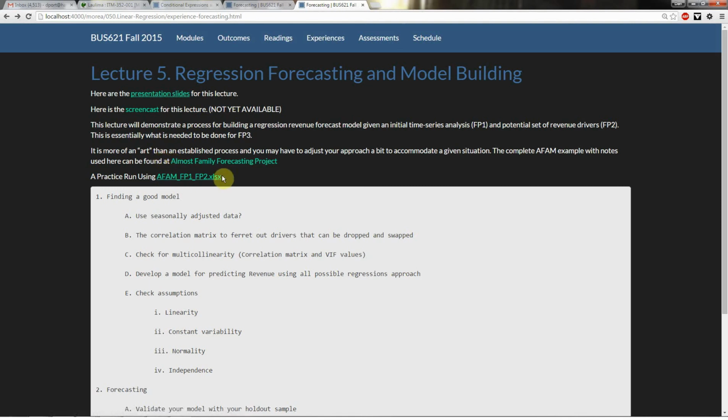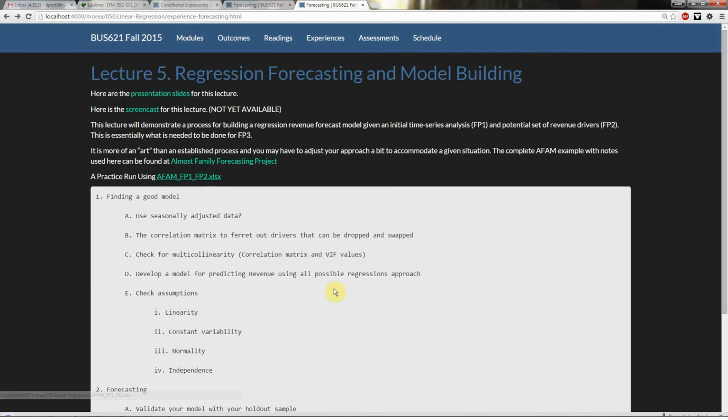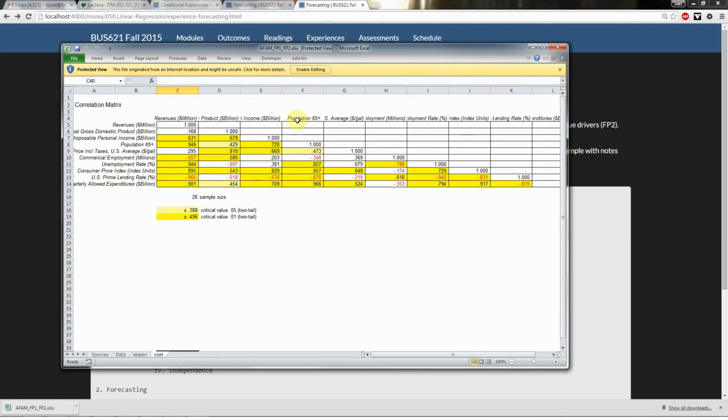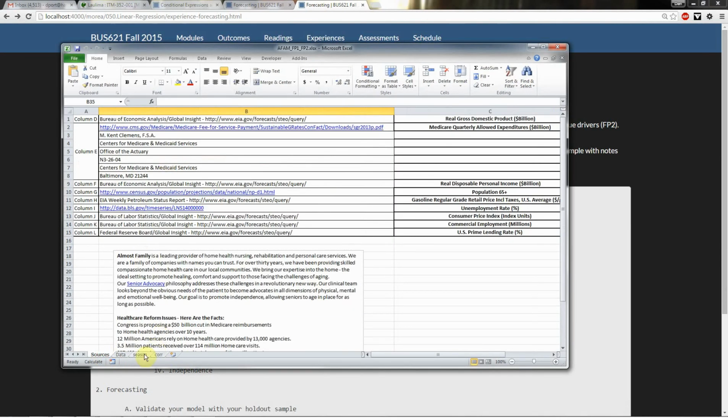Everything that we're talking about in this screencast will be detailed in the Almost Family Forecasting Project spreadsheet. This is a spreadsheet with a bunch of notes, detailing what we're going through here. I encourage you to download that and follow along with me. You'll probably be better off following along and stopping. So it looks like this.